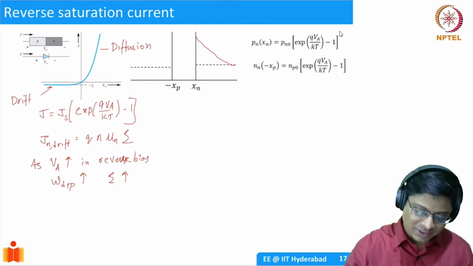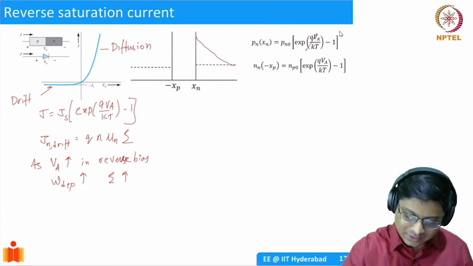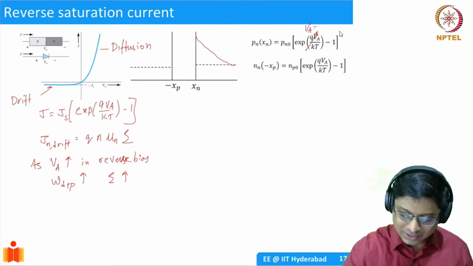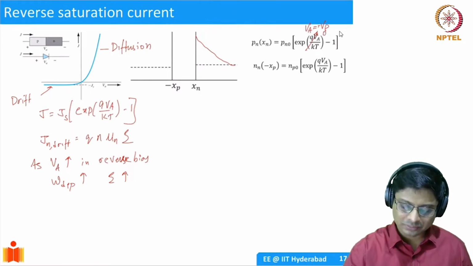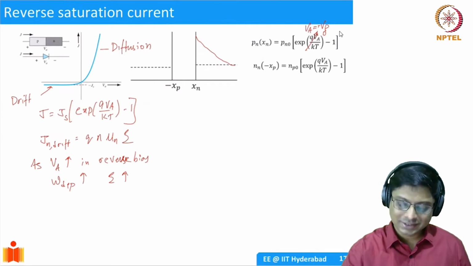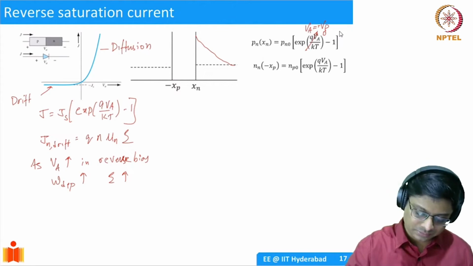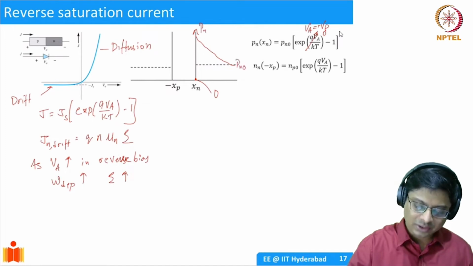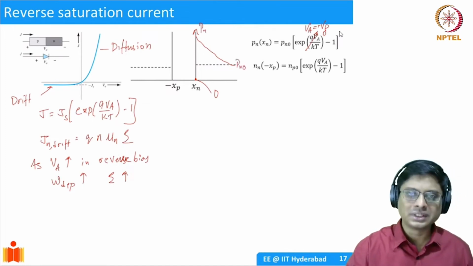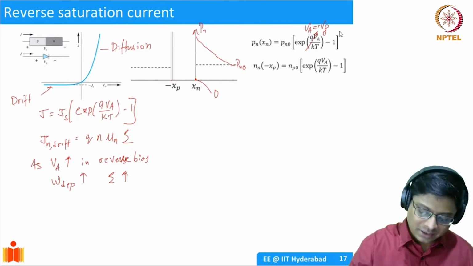If you simply plug into the equation here, if VA is negative, VA is equal to minus VR, let's say, you apply a negative voltage, this term is going to go to 0. So the minority carrier density at Xn is going to be minus P0. Essentially this is 0, because this is your Pn, and this is your Pn naught, and you subtract Pn naught from it, you're going to get 0 at x equal to Xn. Similarly, here you're going to get 0.